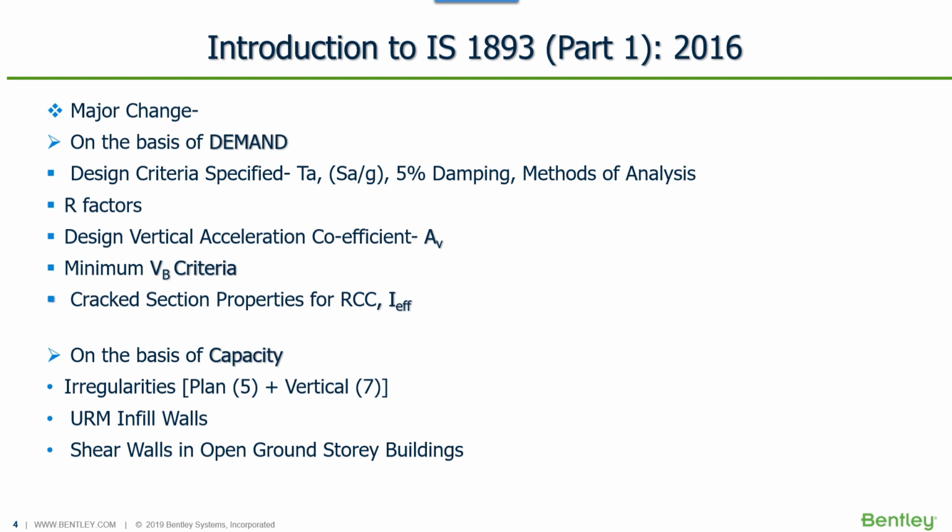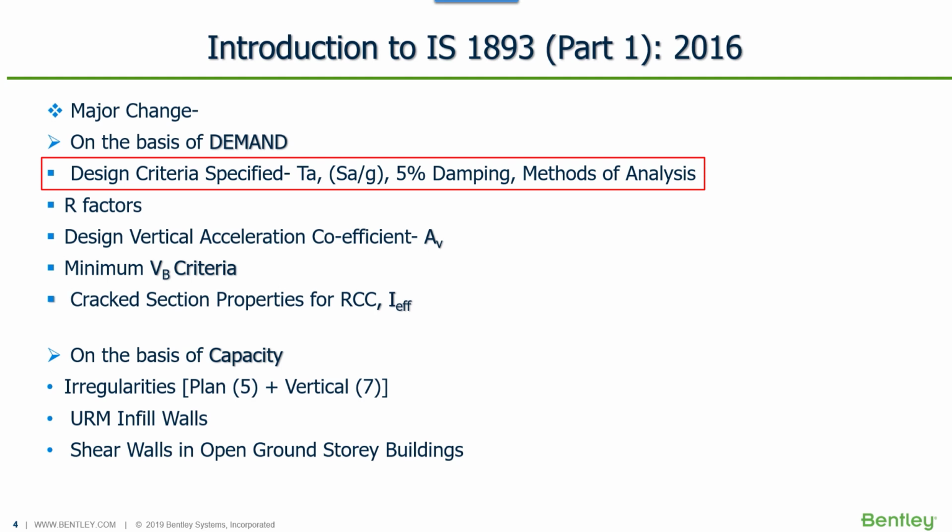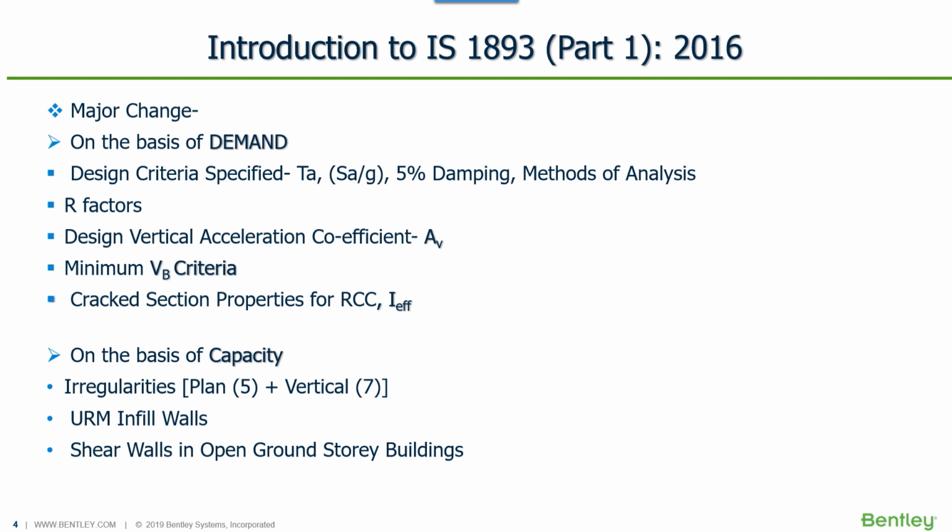So we are getting a new set of approximate fundamental time periods of the structure to be used in the static analysis, and new spectral acceleration coefficient values Sa/g, which correspond to the 5% damping, and a method of analysis, and also we are getting new R factors. There has been a new provision for vertical acceleration coefficient Av. We are getting the minimum VB base shear from the static analysis, and we have to use the cracked section analysis for the RCC structures.